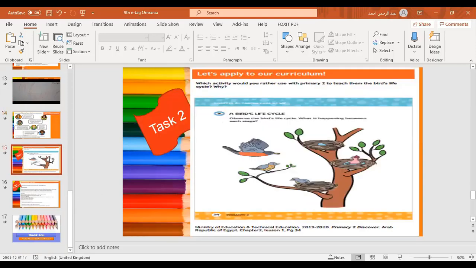This is task 2. In this task, it asks you which activity would you rather use with primary 2 to teach them the bird's life cycle and why? What is the activity you would give your students? And here you can create your own activities and give us some games you have already made by yourself.